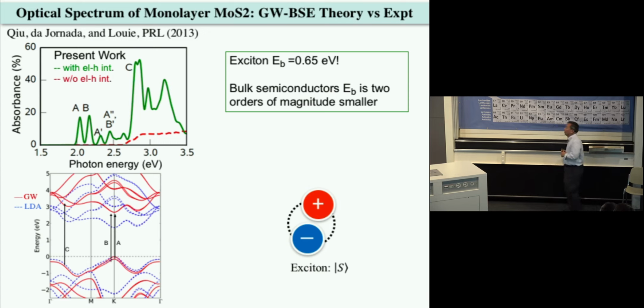So let me show you a couple of results illustrating this kind of effect. Here is some earlier work that we did on the optical properties of monolayer molybdenum disulfide. These are calculations done through the so-called ab initio GW-Bethe-Salpeter equation approach. Basically, it's a many-body perturbation theory with no adjustable parameters in the calculations. So what's plotted here on the lower left is the band structure of molybdenum disulfide.